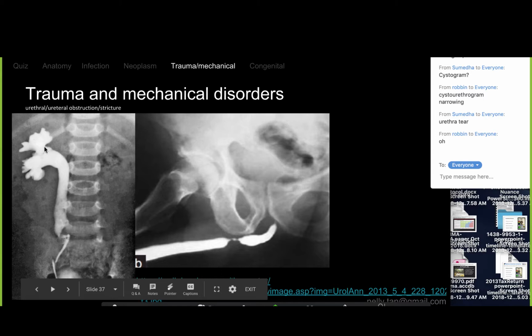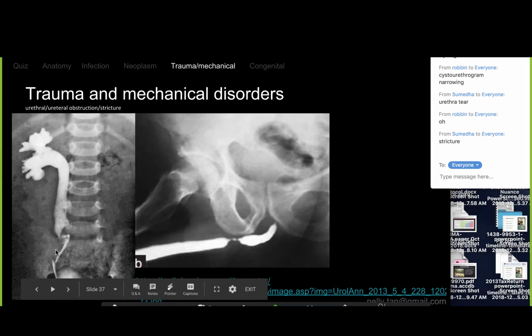So we see that the proximal collecting system is dilated, but here, what do you think? Does this look like the rest of the ureter? Stricture, yeah, it's a long segment stricture, right? So that's another type of mechanical disorder.